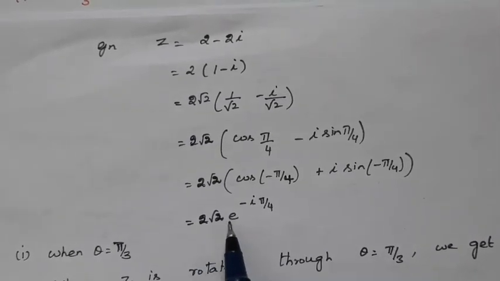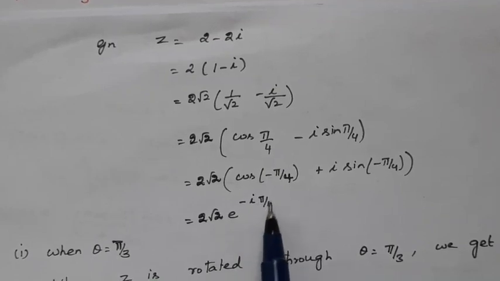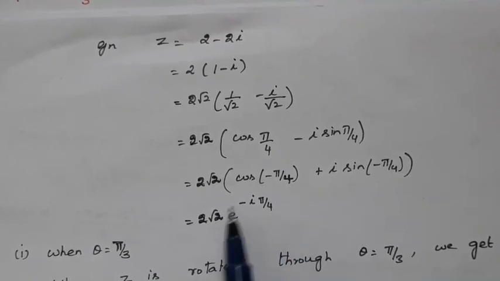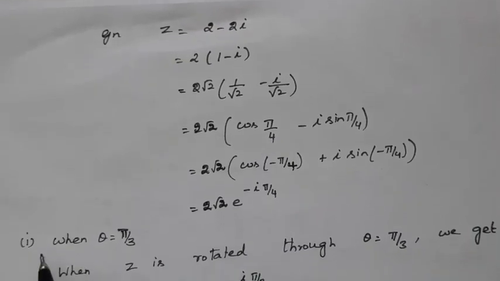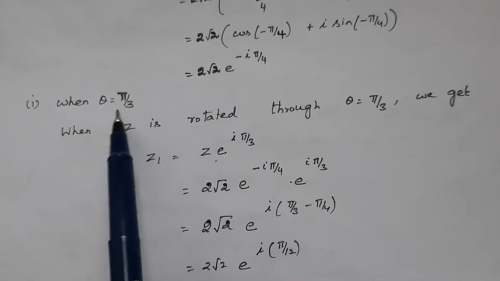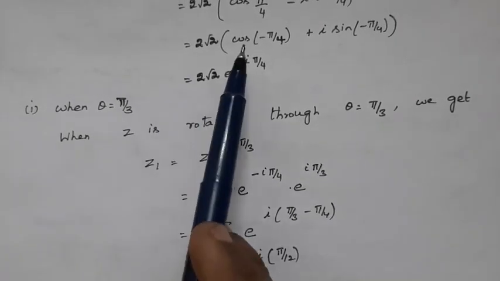So z is now written as 2 root 2 into e power minus i pi by 4. So we have used the Euler form for simple calculation. Okay. Now let us do the first subdivision. When z is rotated through an angle pi by 3, what would be the value of z?